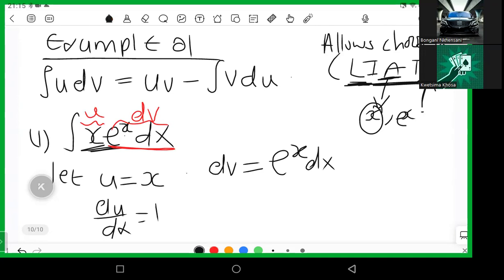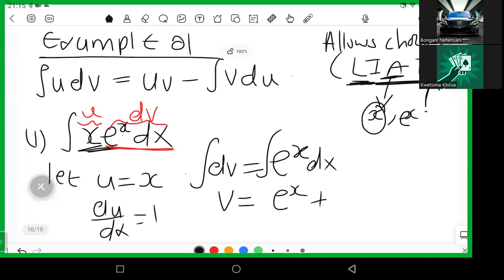So now you'll integrate this side and that side. Then you'll have v equal to e to exponent x plus c. So we know that we're going to replace v with e to exponent x on our formula here.